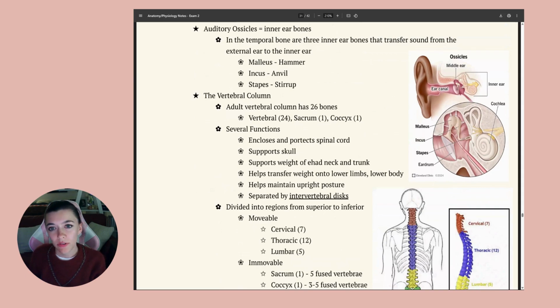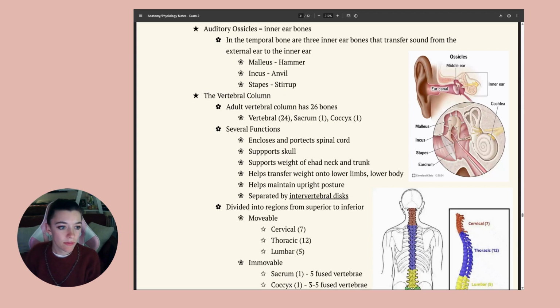Your auditory ossicles are 3 inner ear bones that transfer sound from the external ear to the inner ear. I don't think these are located in the temporal bone, so ignore that. But anyways, there's 3 bones that make up your ossicles. That's going to be your malleus, your incus, and your stapes. Malleus, incus, stapes.